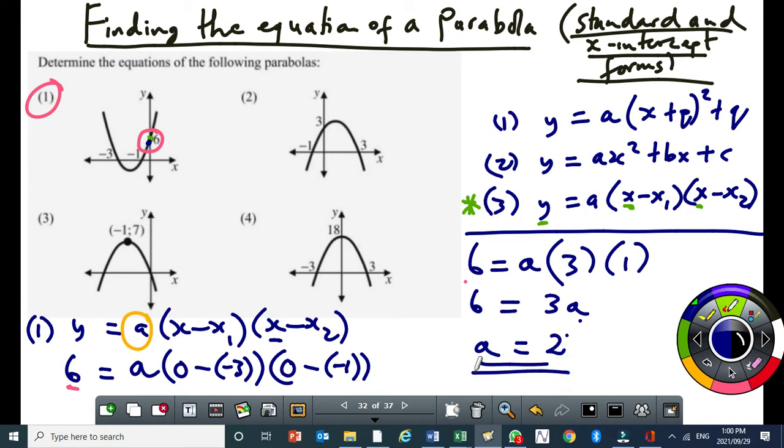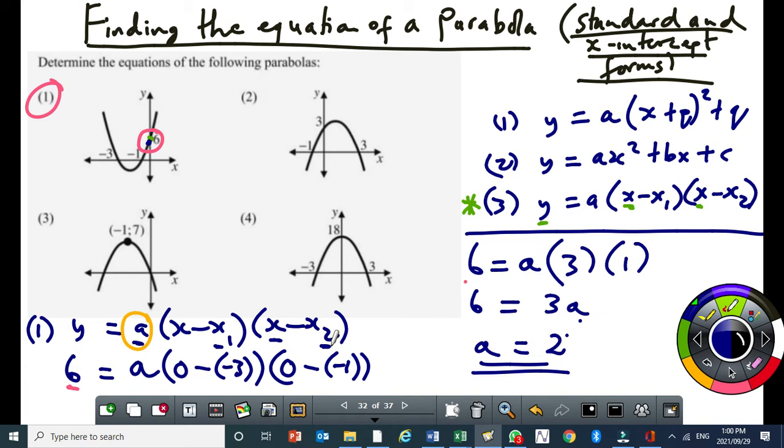I'm not done. I need to find my equation. I now need to substitute that a value of a here. Put x1, put x2. Then I'll simplify until I come to the standard form. Remember, to move from the standard form to the turning point form, you have to complete the square, as I showed you yesterday. But I'm going to write my equation in standard form.